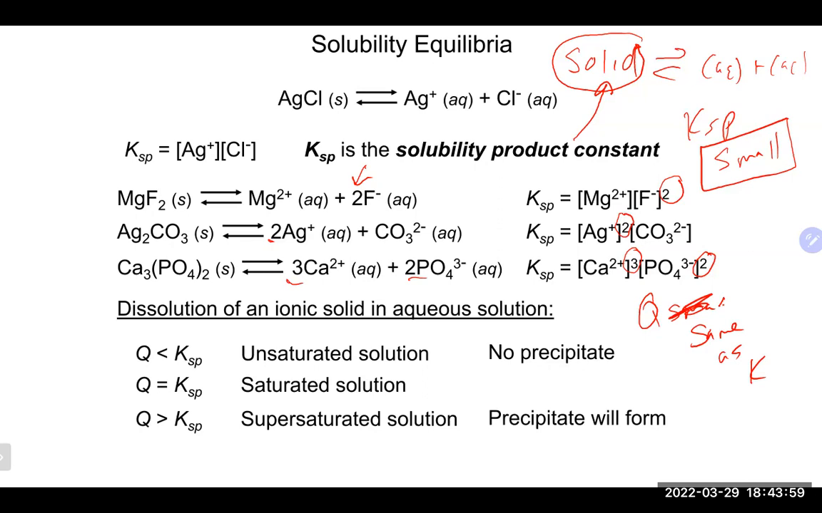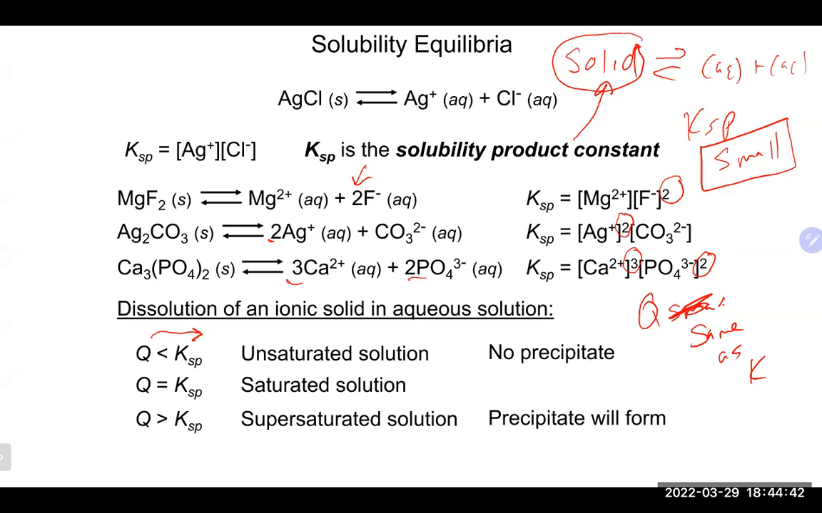If we calculate Q and it's less than the KSP, we go opposite of where that points. Opposite points to the product side, which is aqueous ions, meaning no solid. It would be an unsaturated solution, and we wouldn't expect a precipitate to form. Unsaturated means you can put more solid in and it will continue to dissolve until you hit a saturated solution. A saturated solution is one where you've reached, at a particular temperature, the maximum amount of solute that will dissolve in the solvent. If you add more solid, it will not dissolve anymore and will just keep piling up.